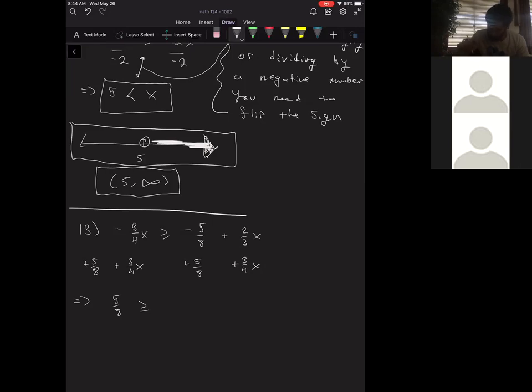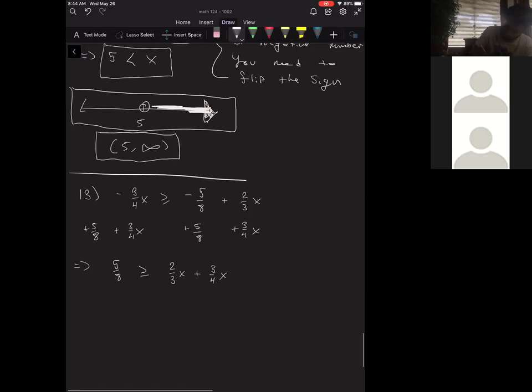On the right-hand side now, those 5 over 8s cancel. So let's just write what we have: a 2 over 3x plus a 3 over 4x. Let's see, make sure there's no typos so far. Okay, so what we need to do is get a common denominator on the right-hand side. Let's not rewrite it here, that's kind of confusing. Let's do a new line.